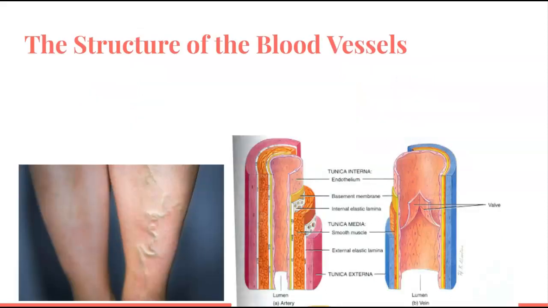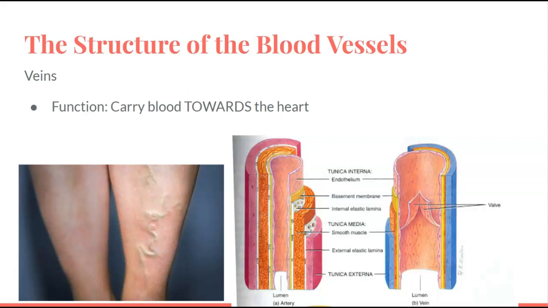Next, we're going to look at another vessel in our body that's very important, which are veins. Now, veins have the role of carrying blood back towards the heart. Okay, so they're going to work against gravity, which means that they have to have some pretty special structures in order to go against gravity.